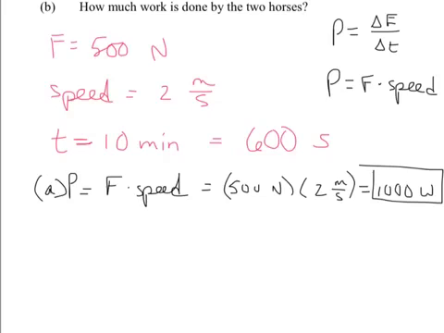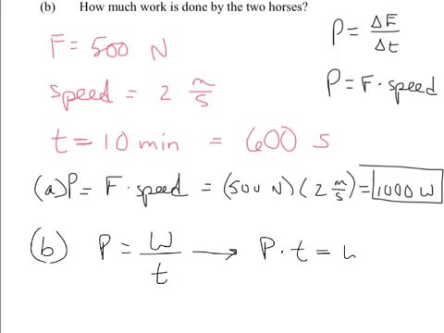How about part B? How much work is done by the two horses? Which of the three formulas might I use now, Maria? P equals W over T and then solve for W. Yeah, power equals work over time, because I'm trying to find the work done by the horses. So we can solve for W. How do I solve for W, Catherine? Multiply both sides by T. Yeah, bring up the T. Power times time is work.